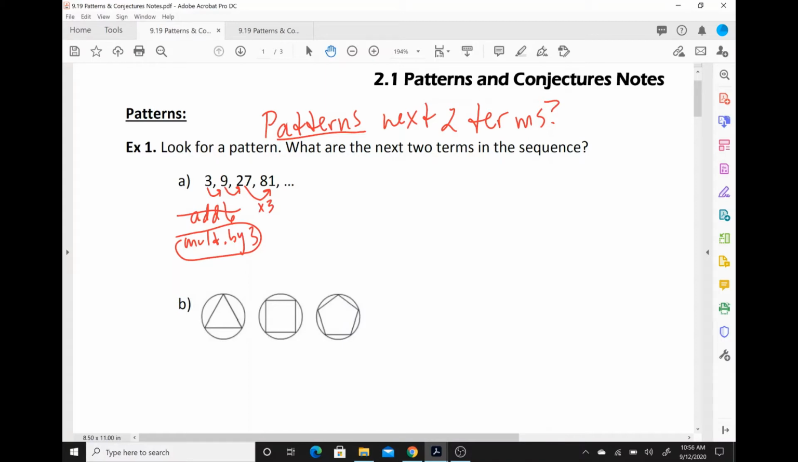So now we need the next two terms. So we're going to take 81 and multiply it by 3. Okay, so times 3, 81 times 3. That gives us 243. And then now, to find the next term, we take 243 and we multiply it by 3. So we get 729. So the next two terms would be 243 and 729.